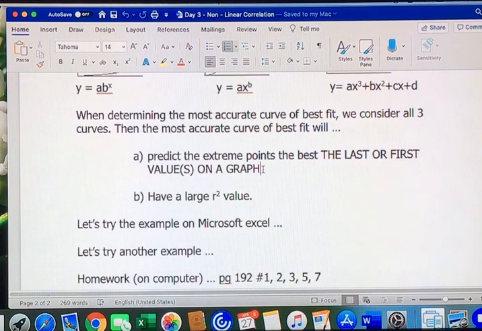So that's sort of the theory behind the notes. What I'm going to do afterwards, of course, is talk a bit more about how to actually do this in Microsoft Excel and how to use the benefits of Microsoft Excel to make these comparisons and choose our best curve of best fit.